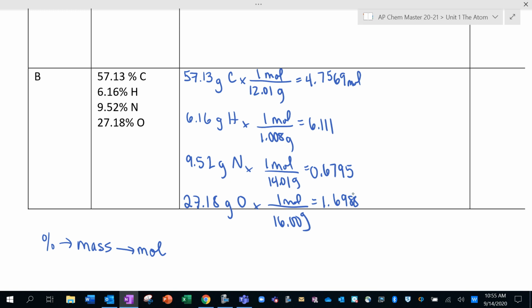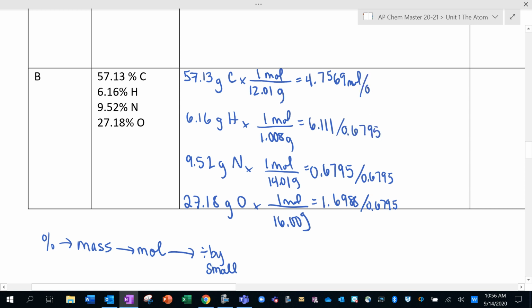So the next step is going to be divide by small. Okay, which means I'm going to look at these numbers I just calculated. I'm going to take the smallest of them, which is the 0.6795, and I'm going to divide everything by 0.6795. This is the step that is most commonly forgotten, so don't forget the step. Divide by small, very important. When you do this divide by small step, one of your values should always end up being 1. If it's not, that means go back and check it again. That means we did something wrong.